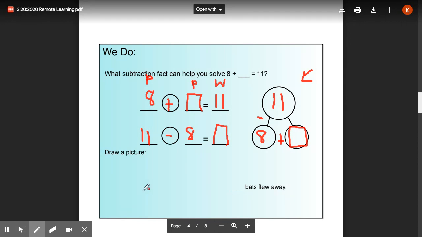All right, let's solve this together to see if we got the same answer. The first thing I'm going to do is draw 11 circles. 1, 2, 3, 4, 5, 6, 7, 8, 9, 10, 11. I'm subtracting, so that means I take away. I'm going to take away 8 circles. 1, 2, 3, 4, 5, 6, 7, 8. Now that I've taken away 8 circles, let's see how many I have left. 1, 2, 3. I have 3 circles left. Now that I have my missing part, I can fill it in my other equation.